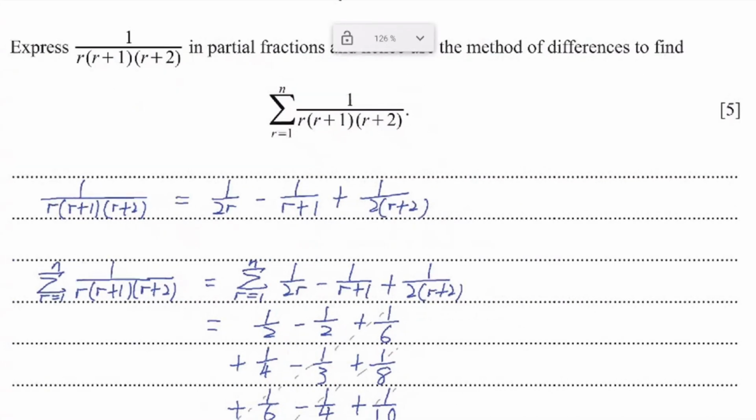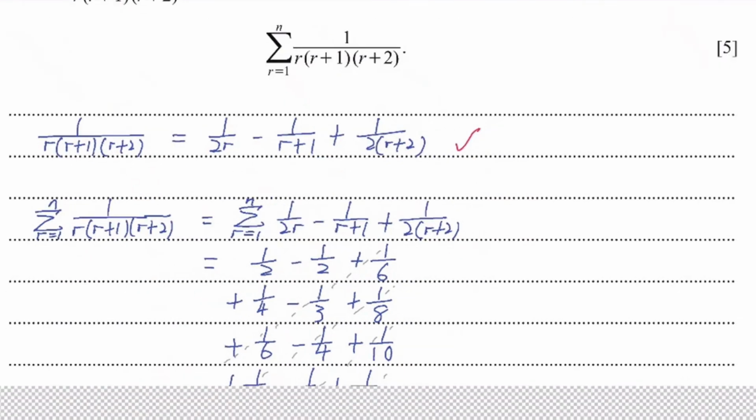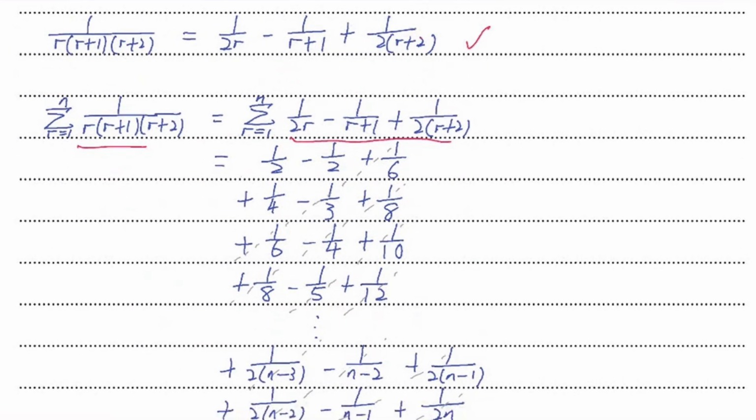For part B, express 1 over r(r+2) in partial fractions and use the method of differences to find the sum here. So this would be the partial fractions. I don't need to go too much into it. Now we are trying to sum the whole thing, which is the same as summing that partial fraction that we have.